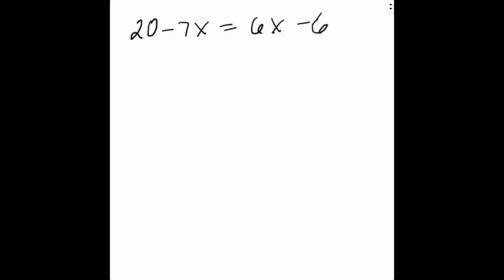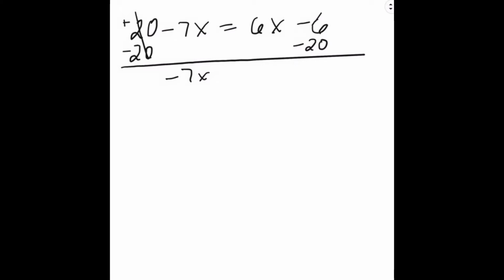So first of all, I'm going to deal with this 20, and we have to remember that it is a positive 20. Even though we don't put the positive there, we have to remember that. So the inverse operation is minus 20. What we do to one side, we have to do to the other. Let's draw a line under that operation. So positive 20 and negative 20 cancel each other out, leaving us with negative 7. We bring that down. 6x, we didn't do anything with that in this step, so we bring it right down.